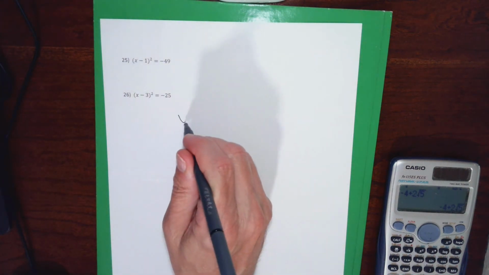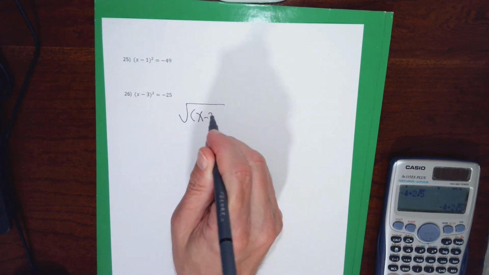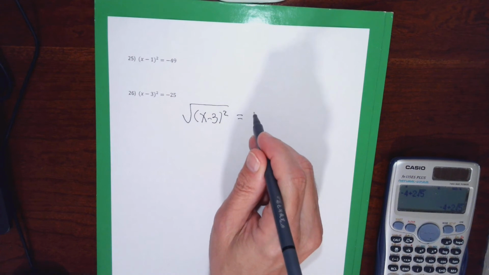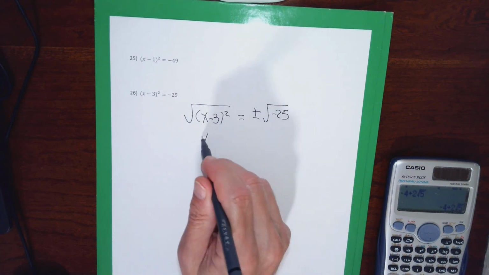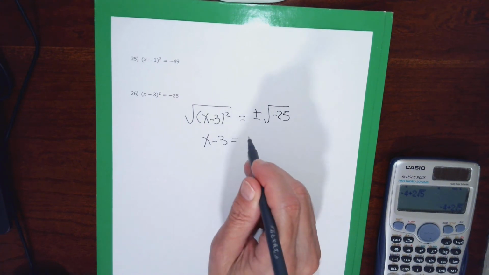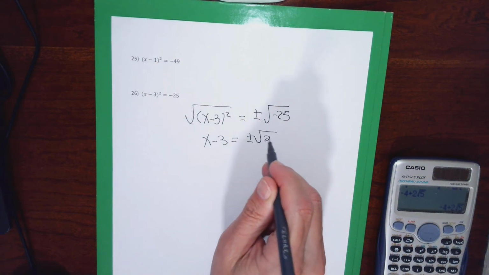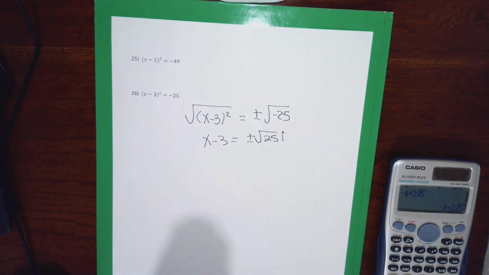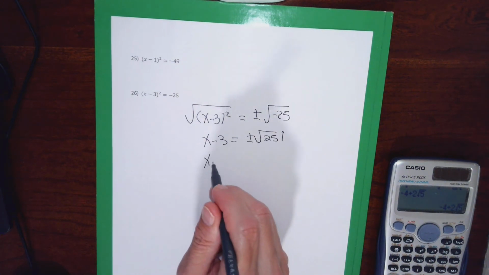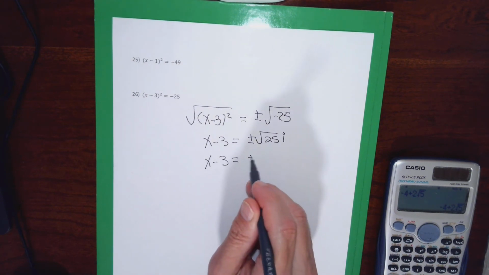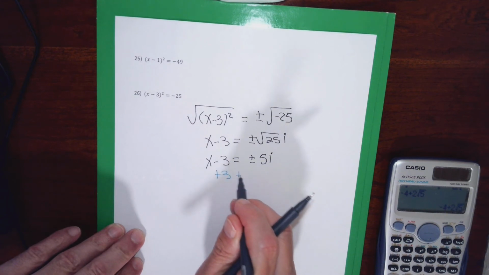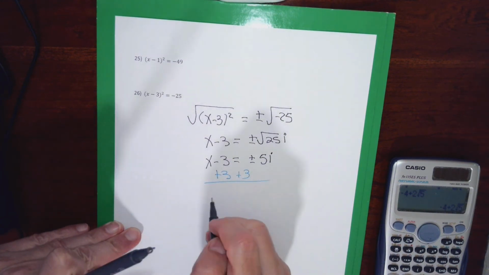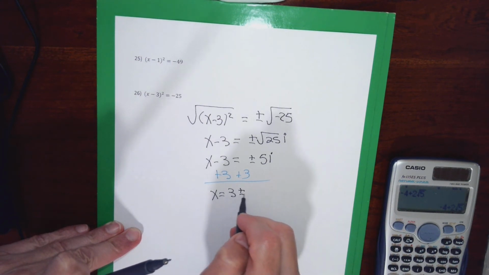26, I'm going to do exactly my same strategy. Get x minus 3 squared under the square root equals plus or minus the square root of negative 25. The left-hand side, I'm just going to get x minus 3. And the right-hand side, I can make the negative under the square root positive if I introduce an i. And I could make the 25 into a 5. So I'm going to get x minus 3 equals plus or minus 5i. I'm going to add 3 to both sides and get x equals 3 plus or minus 5i.